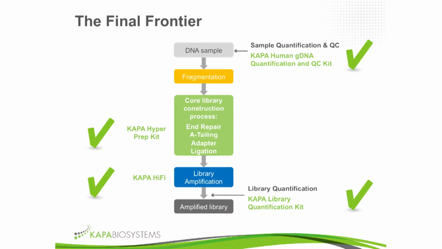Having addressed many of the bottlenecks associated with library preparation, including the ability to accurately QC and quantify input material, the conversion of input molecules to appropriately ligated molecules, and the efficient and low bias amplification, along with the ability to accurately quantify library yield, the only remaining process to tackle was fragmentation.